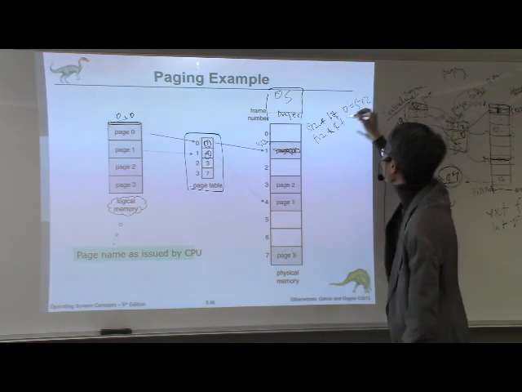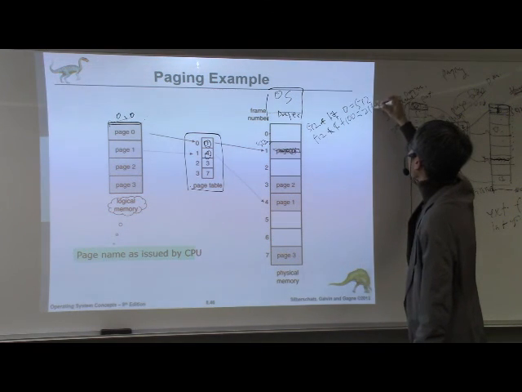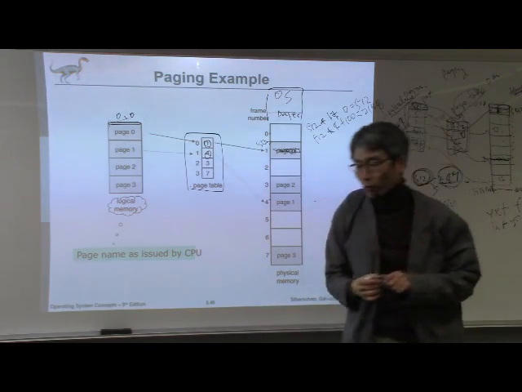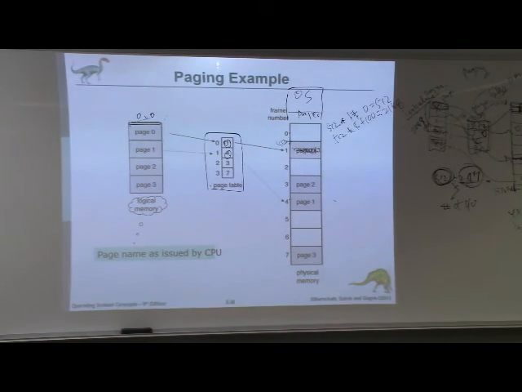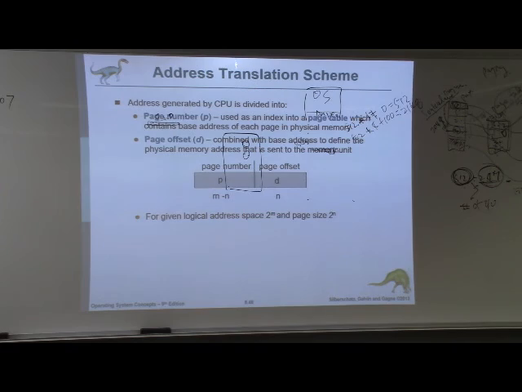And plus offset is 100, then it's up to 148, and 148 is something like that. So you can calculate that easily. Okay. So paging is now this one.